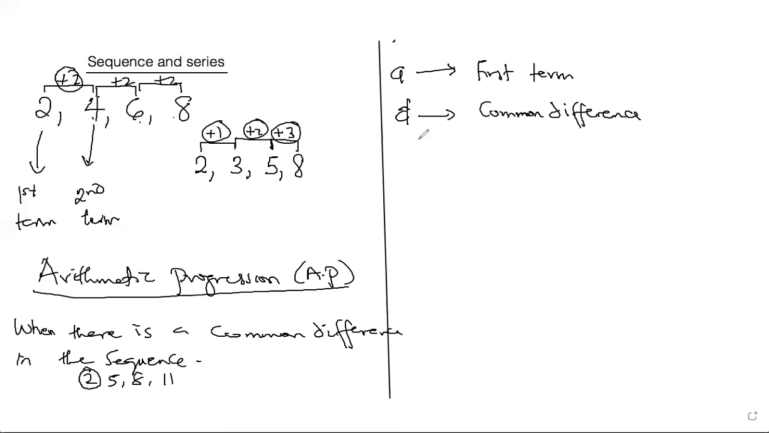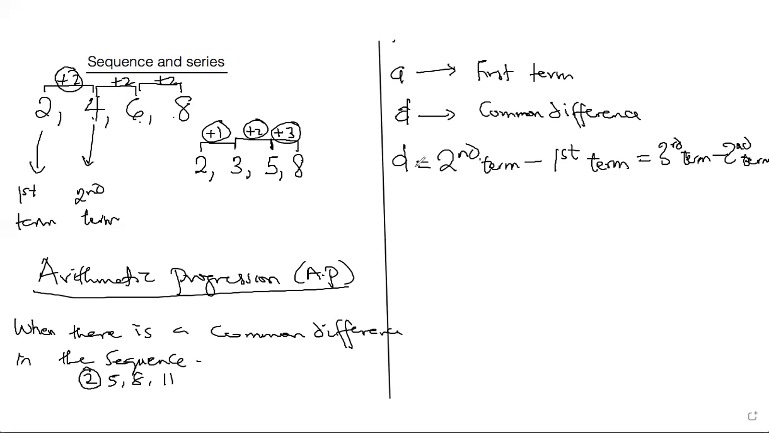So that common difference, D, you obtain by finding the difference between any pair of consecutive terms in the sequence. Like if I choose the first and the second, the second term minus the first term should give me the common difference. And this is also equal to the third term minus the second term. This is also equal to the fourth term minus the third term, and so on.